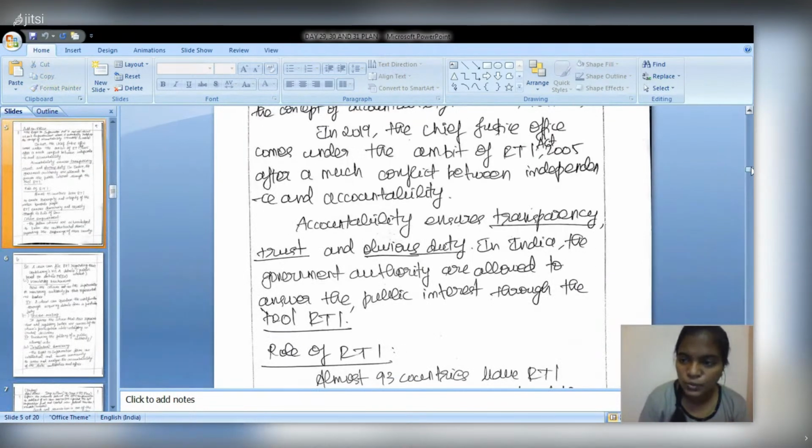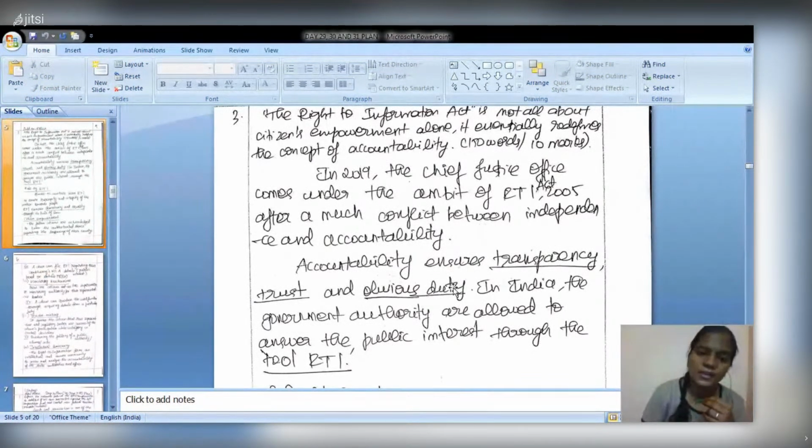So this is also a very explicit question, and you have to think it, you have to give logical reasons behind it. So the Right to Information Act is not all about citizens' empowerment alone. It essentially redefines the concept of accountability. So RTI gives the clear linkage between independence and accountability, because in November 2019 a judgment was given by the Supreme Court that the Chief Justice office will also come under the ambit of RTI. We know all the public authorities like the Prime Minister's office or President's office come under the ambit of RTI Act 2005. The independent judiciary was not under the purview of RTI. So only in November 2019 did the Chief Justice office come under the purview of RTI Act 2005.